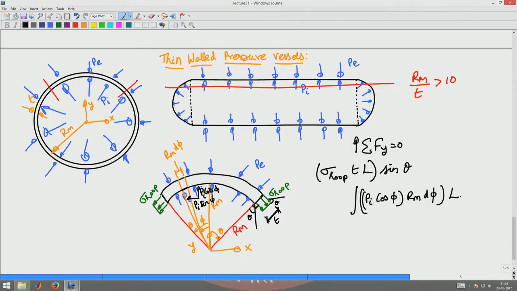Okay. And this I have to integrate from minus theta to plus theta, because I am measuring theta in the anticlockwise sense on one side and in the clockwise direction on the other side. So, this will be minus theta to theta, and this stress acts in the positive y direction, and hence it is positive. Similarly, for the external pressure I have minus, because it acts in the negative y direction.